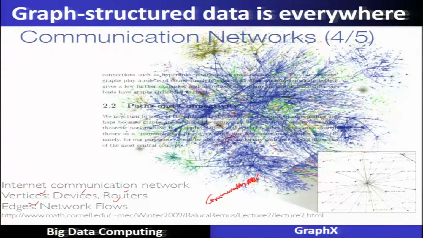Communication network graph, where the nodes or the vertices are the routers and various internet devices, and the connections between them, that is, the network flows, become an edge, and this becomes a graph.